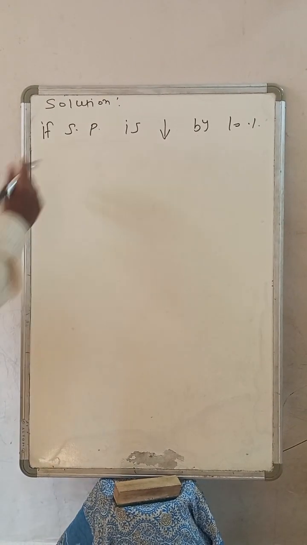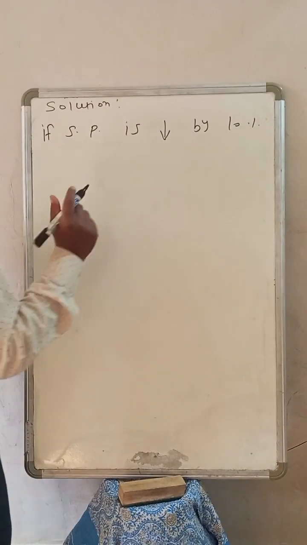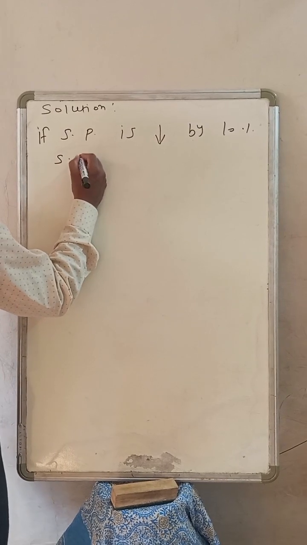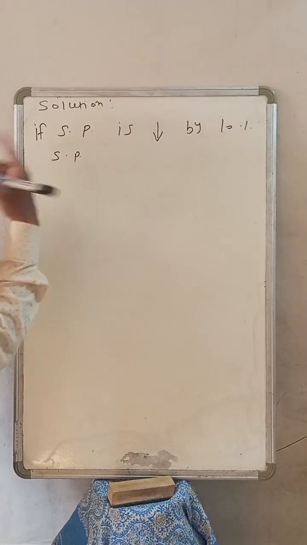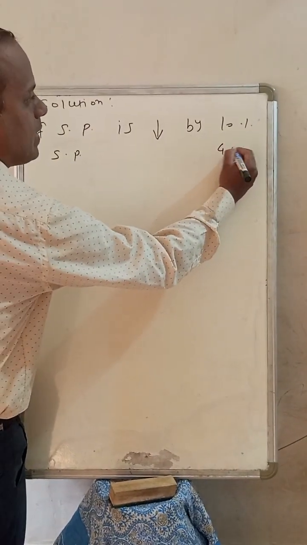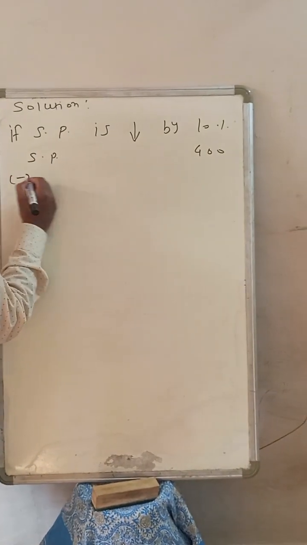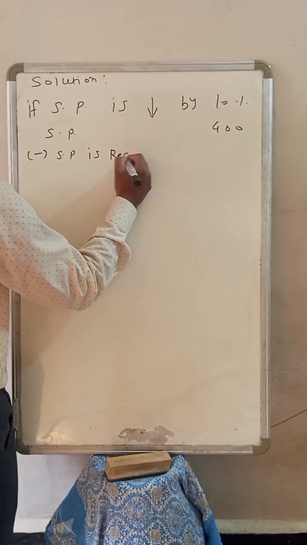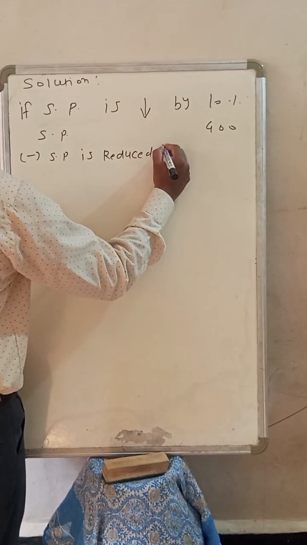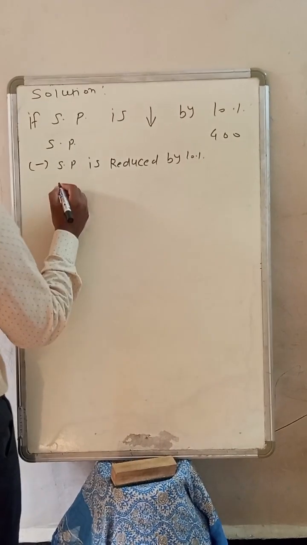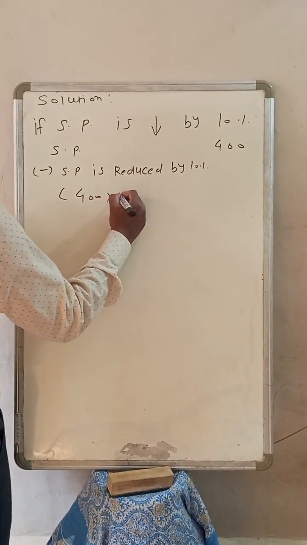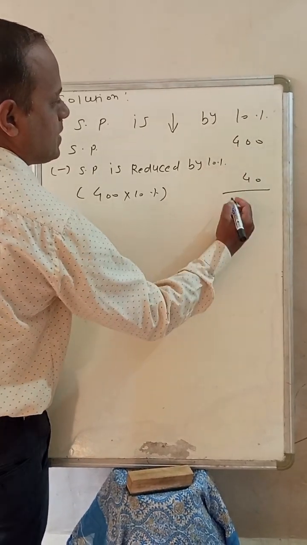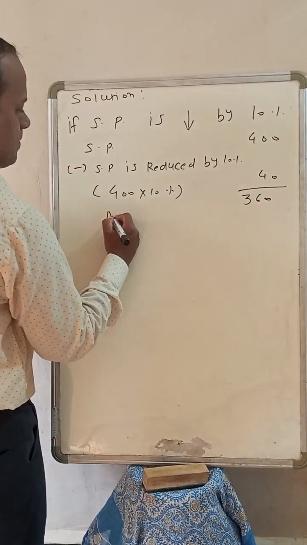Condition number 1. If selling price is decreased by 10%. So check out the problem. First one is selling price. Selling price of calculator per calculator is rupees 400. As per the condition, selling price is reduced by 10%. So 400 into 10%, that is 40. So 400 minus 40, 360.